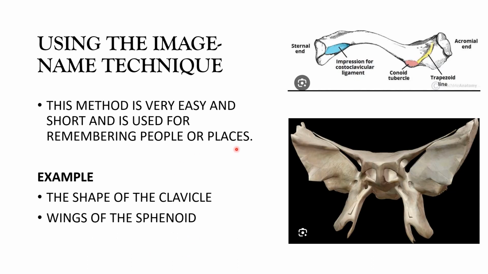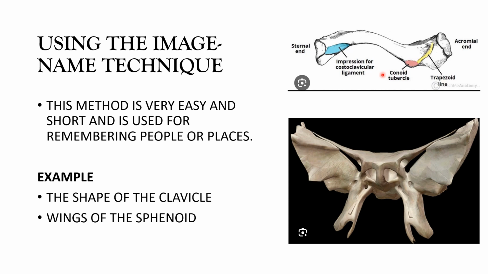Now, using another technique called the image name technique. This method is very easy and short, and is used for remembering people or places. For instance, this is the clavicle. When you pick the clavicle, just look at it and you notice that it has a particular shape, in the form of an S. So you register this in your mind that anytime you pick a bone that has this kind of S shape, then it's likely to be the clavicle.